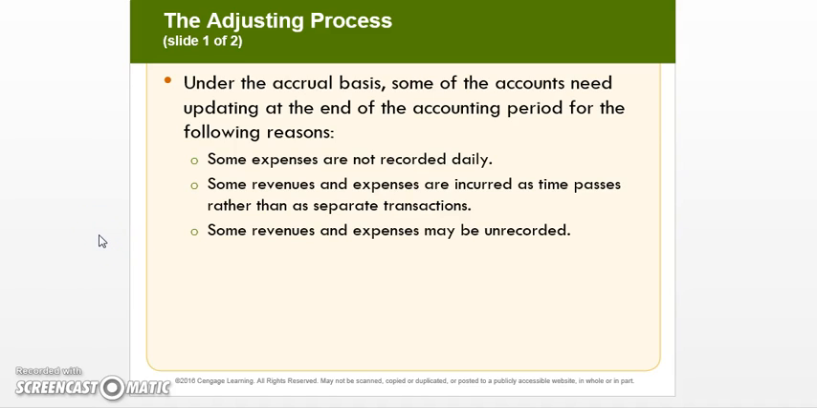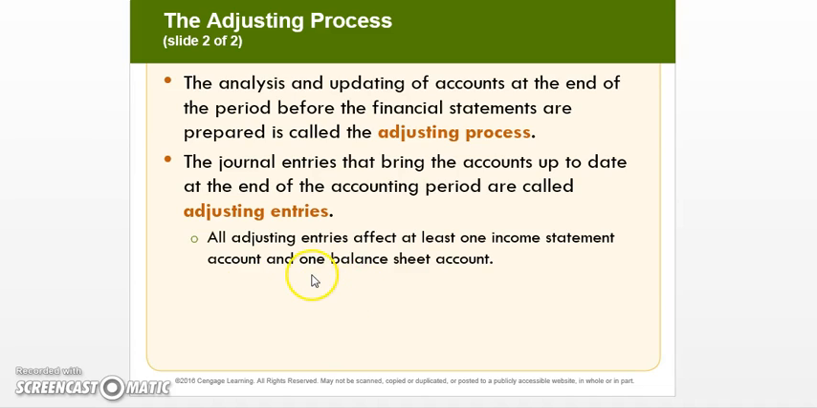So at the end of the accounting period, whether it's a month or 6 months or a year, we have to make adjustments to some of our accounts, namely our revenue and expense accounts. So this process is called the adjusting process. Doesn't mean we made a mistake or anything is necessarily wrong. We simply have to bring the accounts up to date to reflect the matching principle at the end of an accounting period.